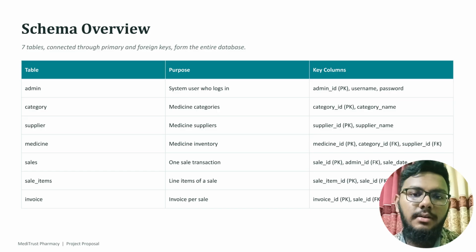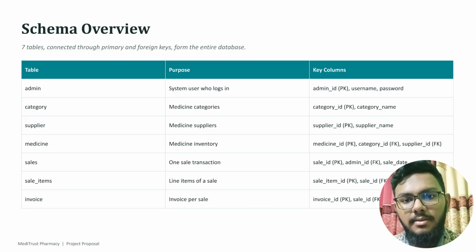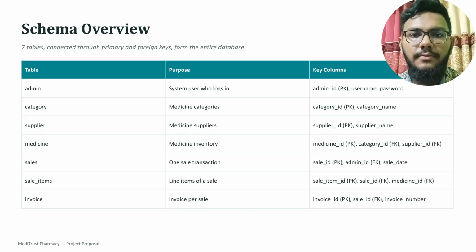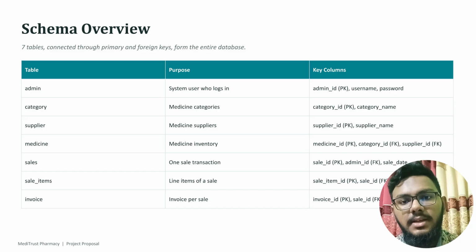It stores the details of each medicine included in a sale. This allows one sale to contain multiple medicines. Finally, we have the invoice table. It stores the invoice number and connects it with the corresponding sale. All these tables are connected using primary keys and foreign keys. This relationship keeps the database accurate and ensures that all the information is linked properly.